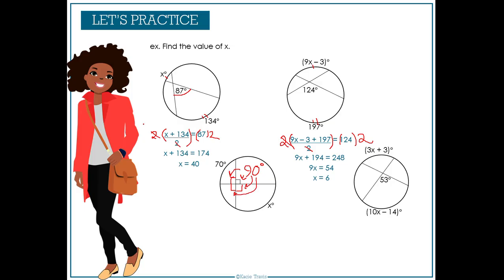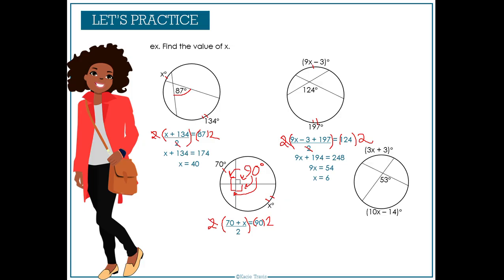So, just like we did before, we got us 2 chords here, and these 2 arcs, 70 and x. So that means we're going to have to add them up and divide it by 2 and set it equal to our 90-degree angle. All right, just like before, we got to get rid of that 2 on the bottom. So when we get rid of that 2 on the bottom, we are undoing that division by multiplying.